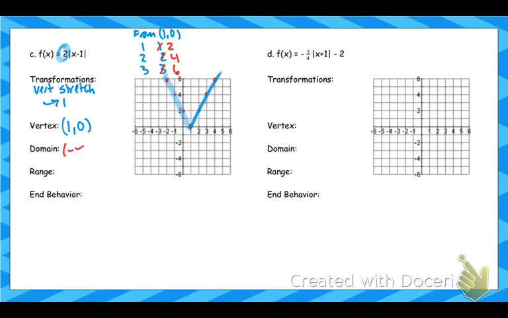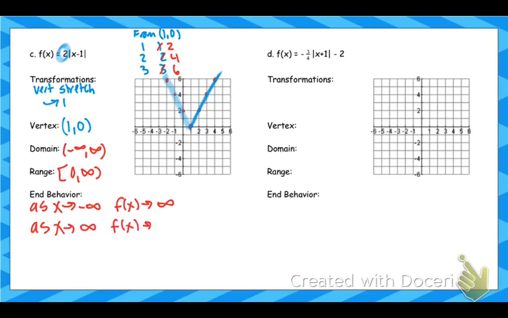Domain, negative infinity to infinity. Range, 0 to infinity. End behavior, 2 statements. As x approaches negative infinity, f of x approaches infinity. And as x approaches positive infinity, f of x approaches positive infinity.